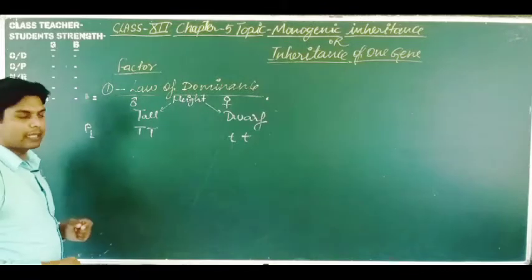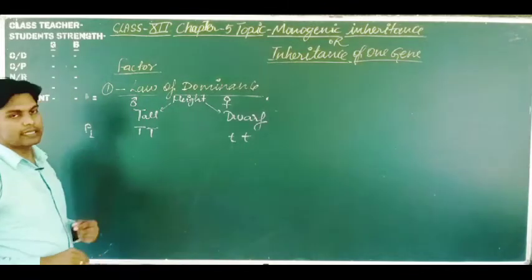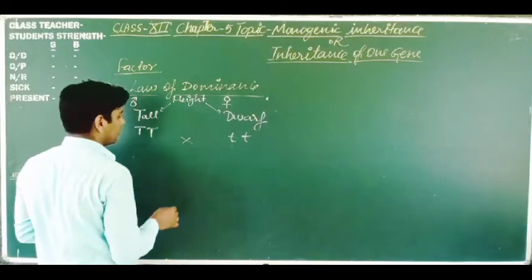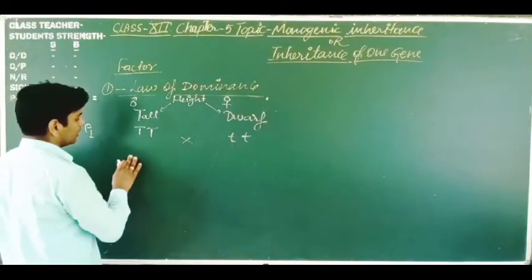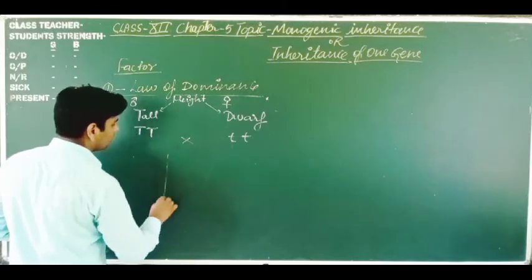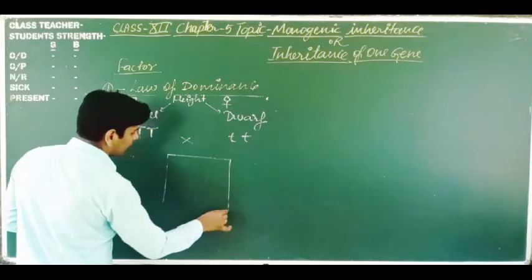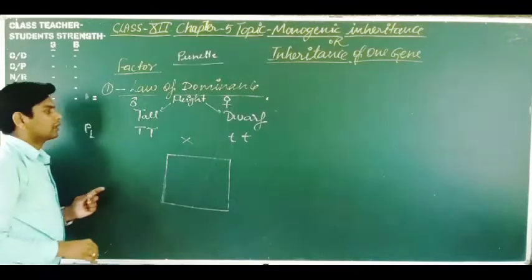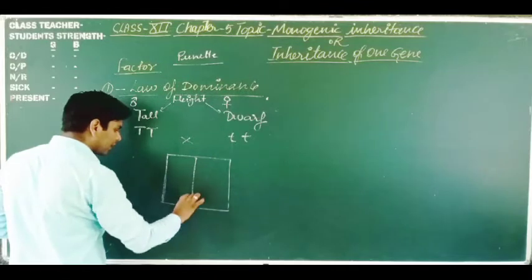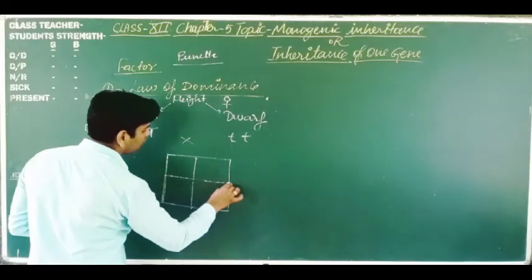I have told you earlier, P1 generation means parental generation. These are two pure plants. They will participate in the cross. The cross is made through the Punnett square. Dear students, what is a Punnett square? A Punnett square is a checkerboard. Punnett gave the checkerboard, in which the number of squares depends on the number of genes.